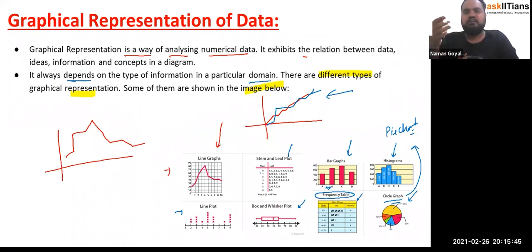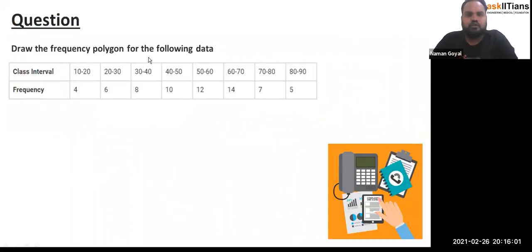If we represent the data in graphical form, there are many types of graphical representation. Which type we use totally depends on the data we have. Now we have to draw the frequency polygon for the following data.